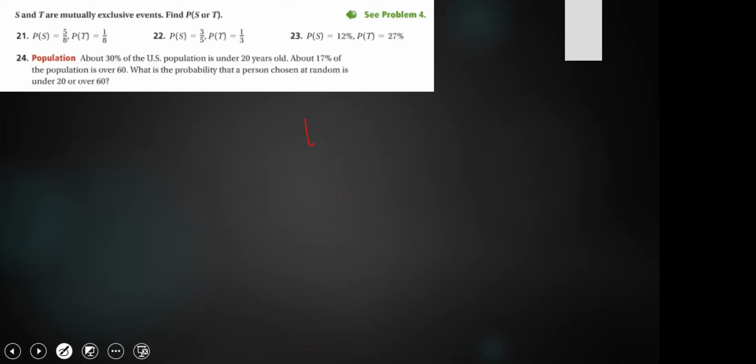This is related to the group. Now let's solve this question here. Event S and event T are mutually exclusive events. Now, let's solve number 21. The probability of S is 5/8, and the probability of T is 1/8. What is the probability of S or T?